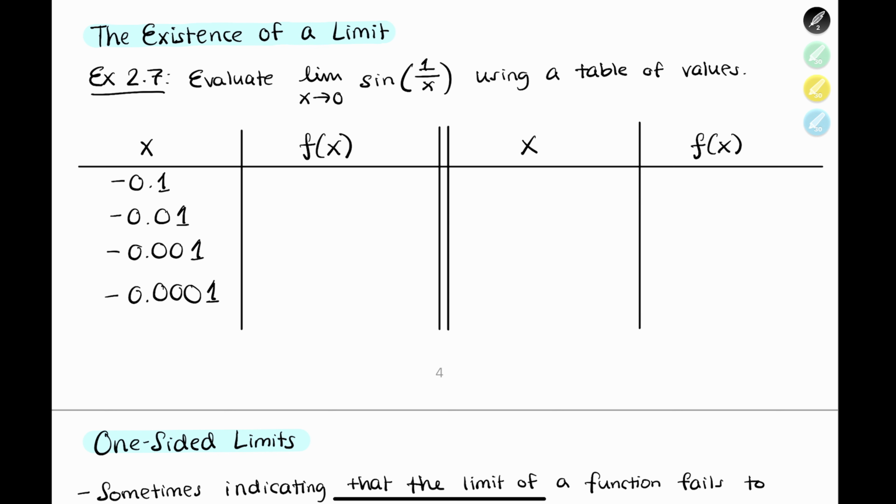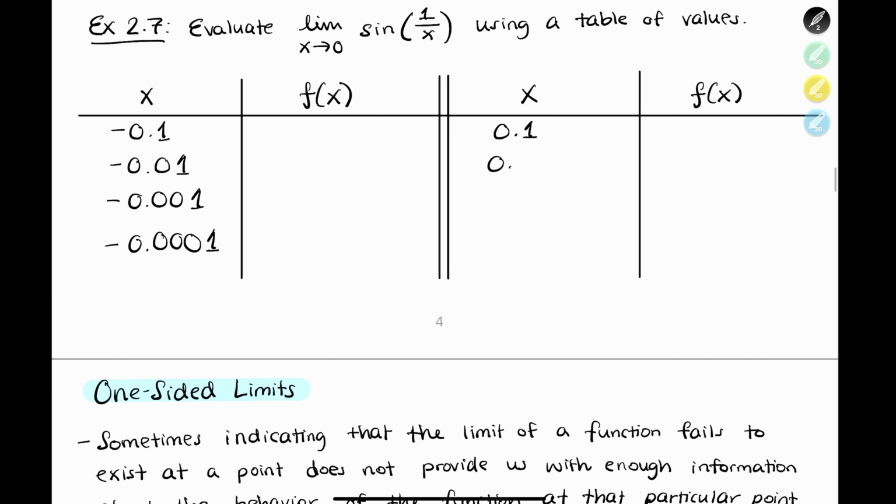For the right hand side, we could choose the same values but without the negatives. So we have 0.1, 0.01, sorry, 0.001, and then lastly 0.0001. Now let's go ahead and graph all of these f of x values.